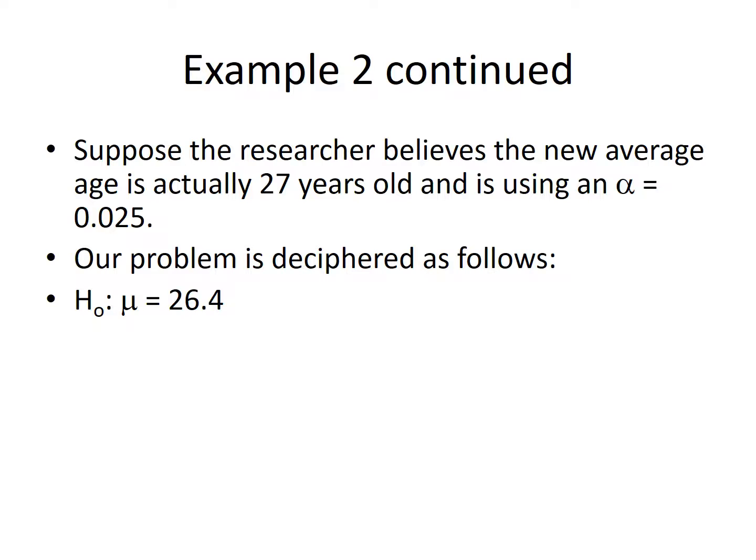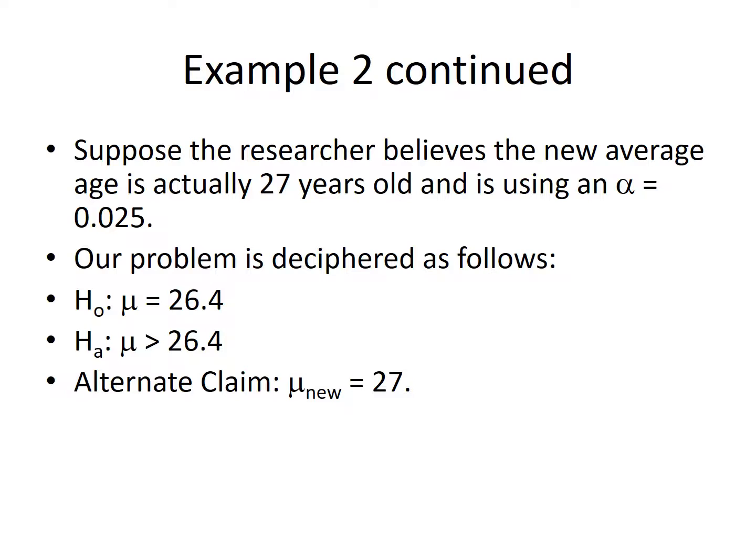Our problem will be deciphered as follows. The claim is 26.4 for the null hypothesis. In other words, there is no change from first-time mothers back in the 90s as opposed to presently. Our alternate is that the average has increased. It's greater than 26.4.